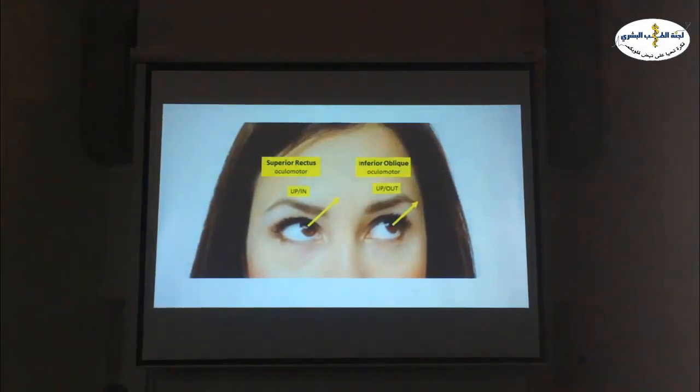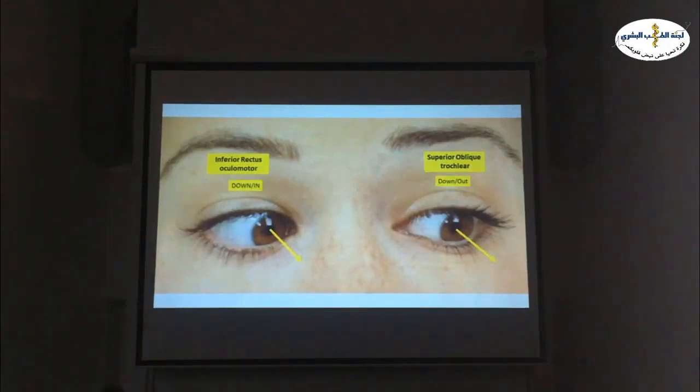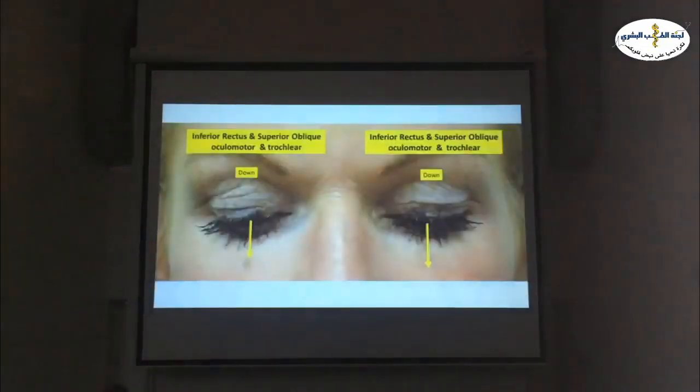Looking up and to the left, superior rectus, the main function of superior rectus is up and medial, okay, up and in. So if you want to test an eye, whether the superior rectus is working or not, you hold a pen and say, look up and medially. If he can follow, then you are testing this. Looking down and to the left, also one muscle, oculomotor, one muscle, trochlear. Okay, 2 different muscles, 2 different nerves.